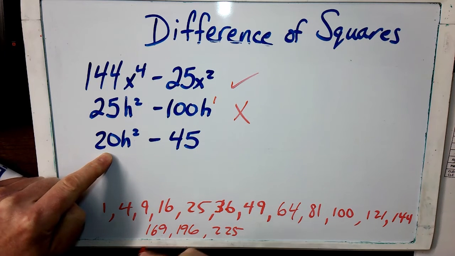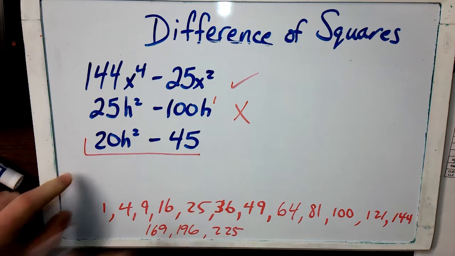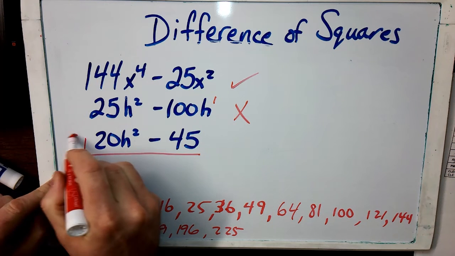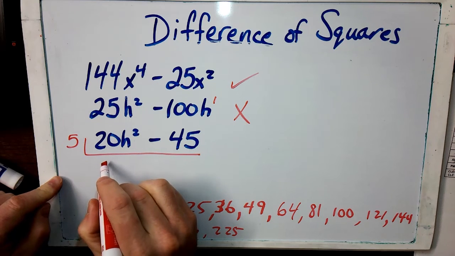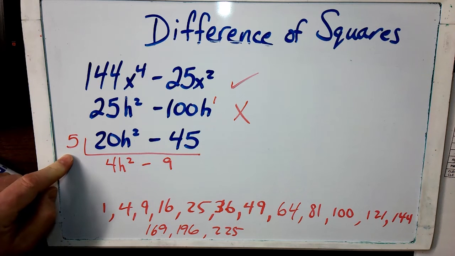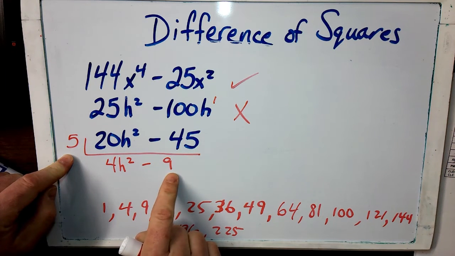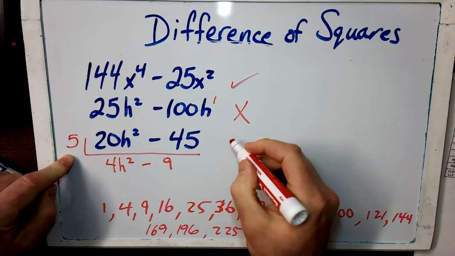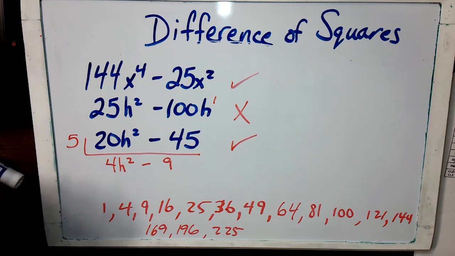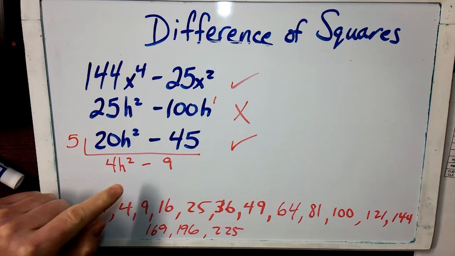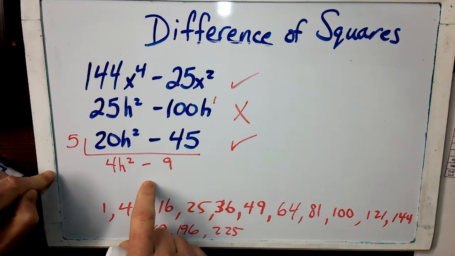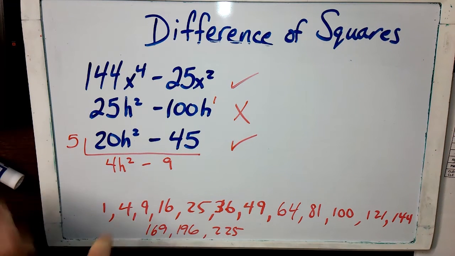But here's the trick. We can do a GCF. If I look at these two numbers, 5 goes into both of them. If I remove the 5, I now have perfect squares. So this is, but it's hiding. So always remember, GCF first, if you can, remove something, and then take a look and see if you can do even more. In this case, we factor GCF, and then we factor difference of squares.